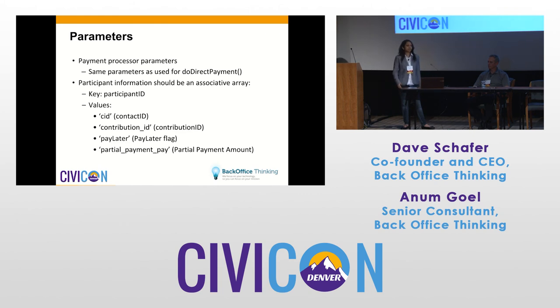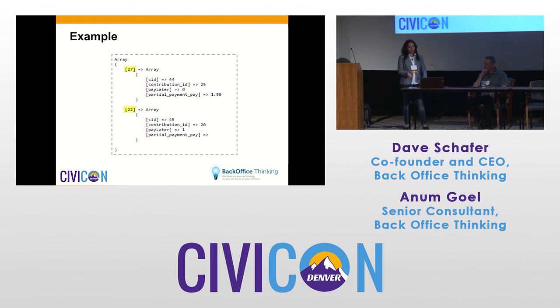This is an example. You see 27 is the participant ID, and contact ID and contribution ID values are passed. And pay later is 0. So that means the status of this participant record is already partially paid, and the user is going to pay $1.5 for this one. Second one, pay later is 1, so that means it's a pending payment. We have to first change the status. But since the partial payment amount is blank, that means the user is not opting to pay anything for this, so the code is going to skip this one.